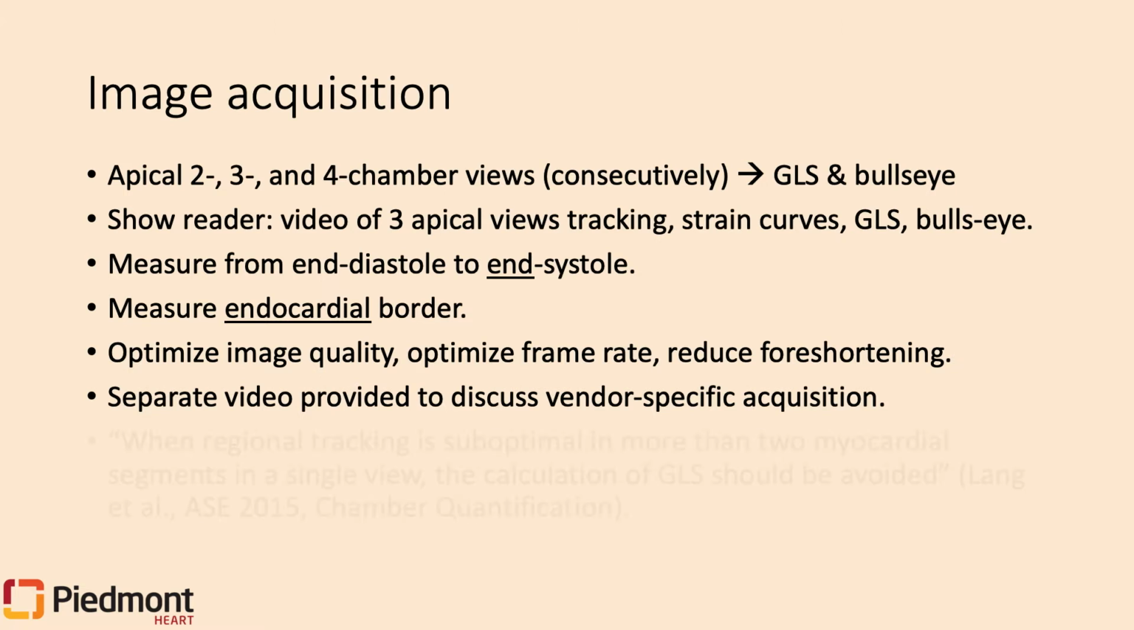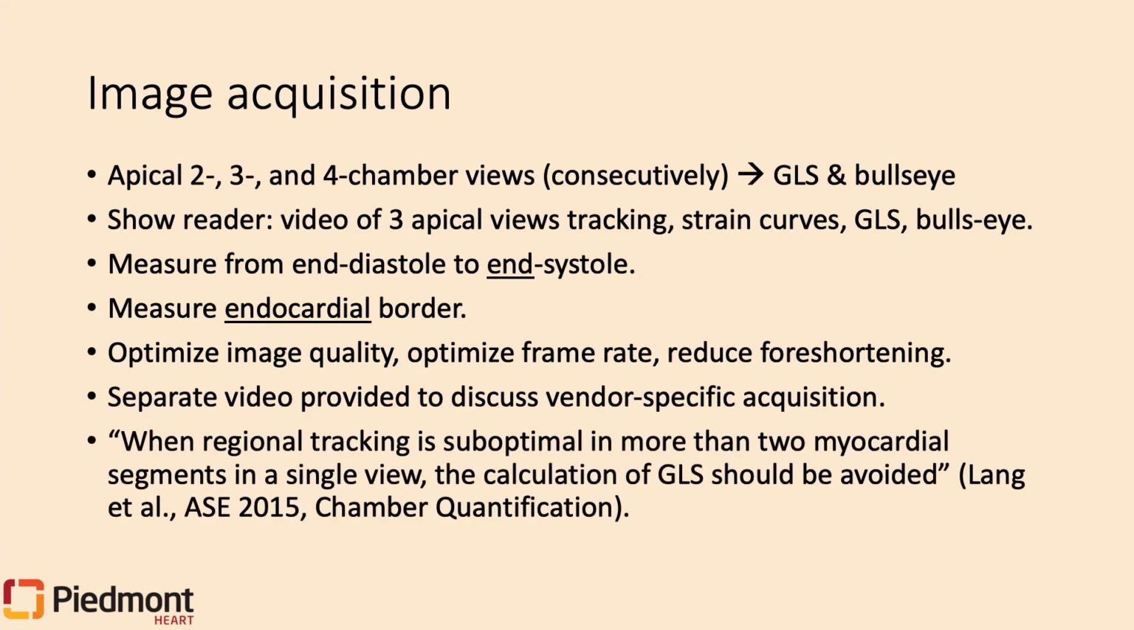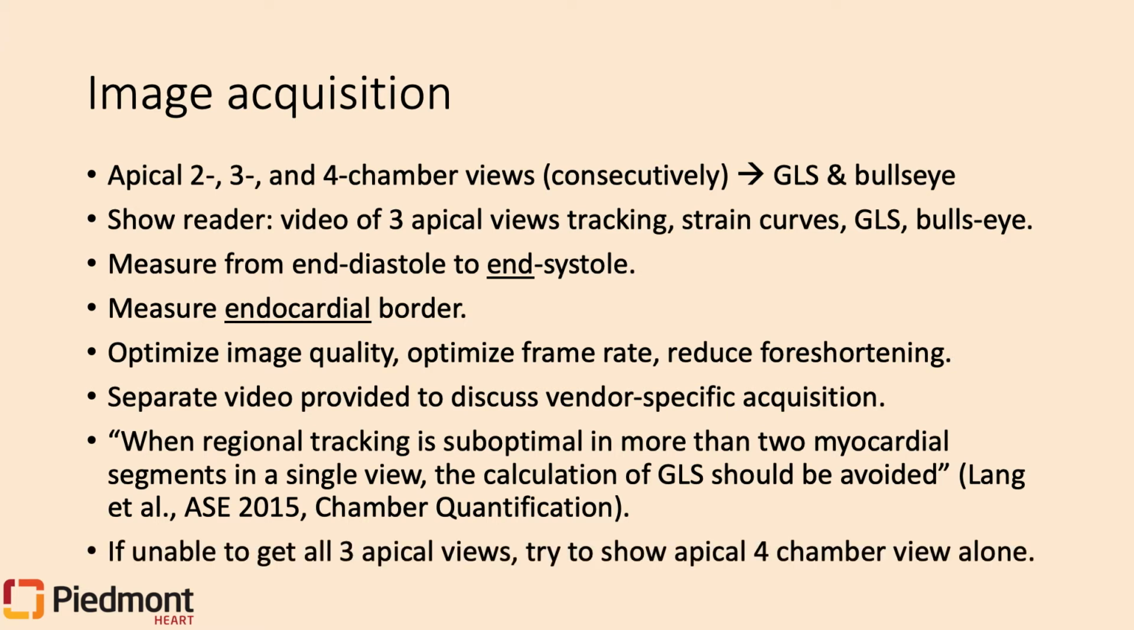And finally, as mentioned in the ASE 2015 chamber quantification guidelines, quote, "when regional tracking is suboptimal in more than 2 myocardial segments in a single view, the calculation of GLS should be avoided," end quote. So if you are unable to get all 3 apical views and the images are just difficult, then our plan is to try to show just the apical 4-chamber view alone for simplicity's sake. So if you can get a 4-chamber view and a 2-chamber but not a 3-chamber view, for example, don't bother averaging the 4 and the 2-chamber.